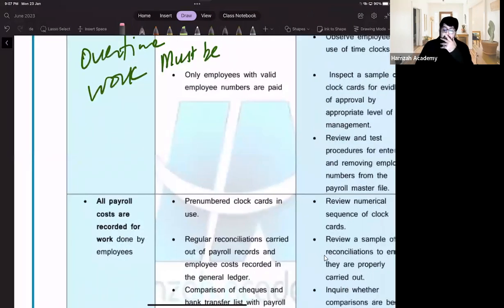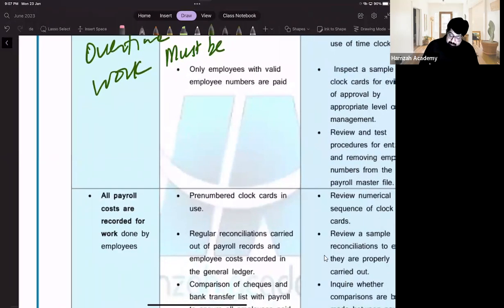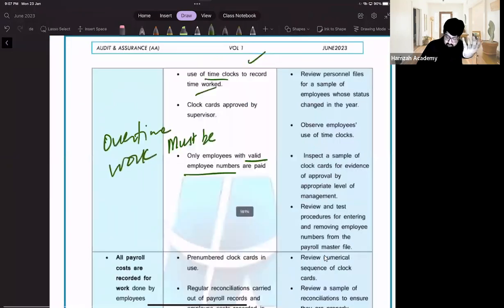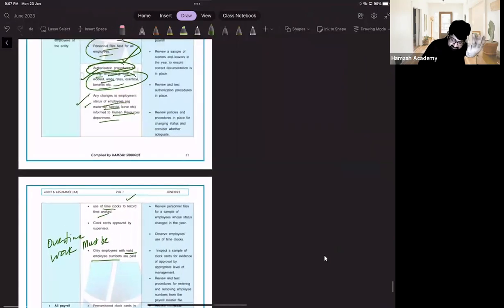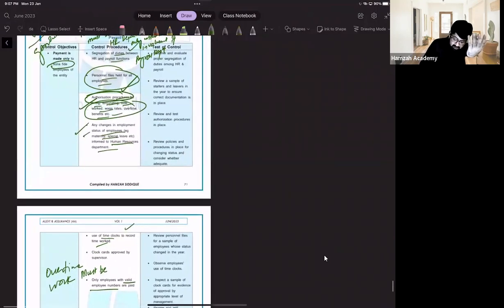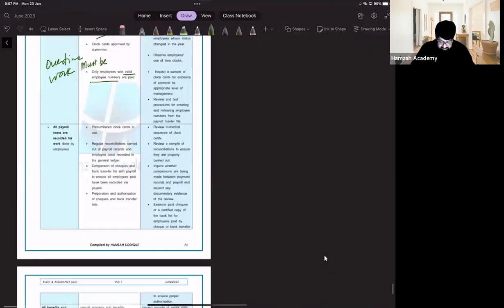And the next is only employees with a valid employee number, which is issued by HR, are paid. So to avoid all this, to make sure, these are the controls in place.